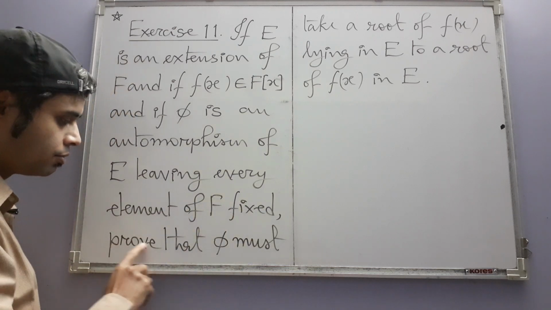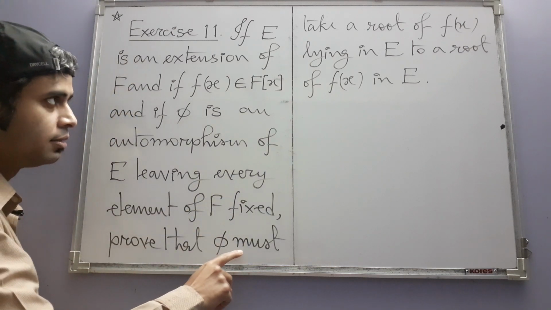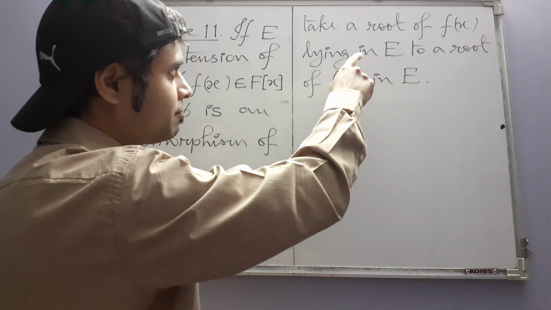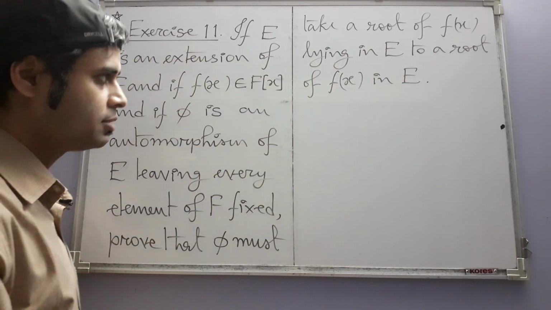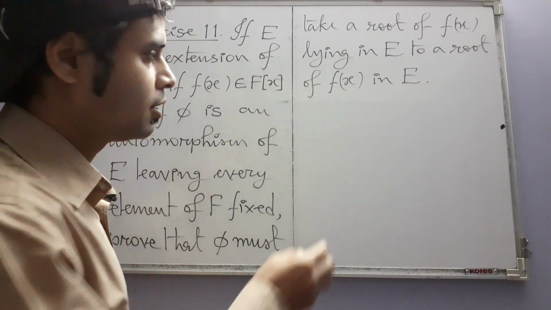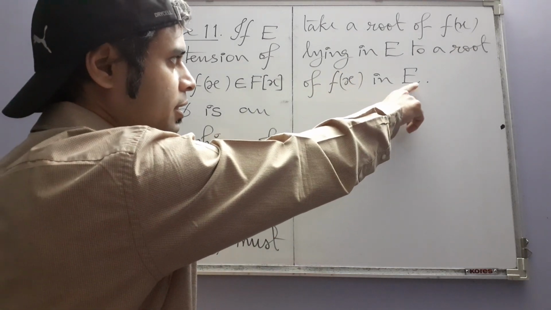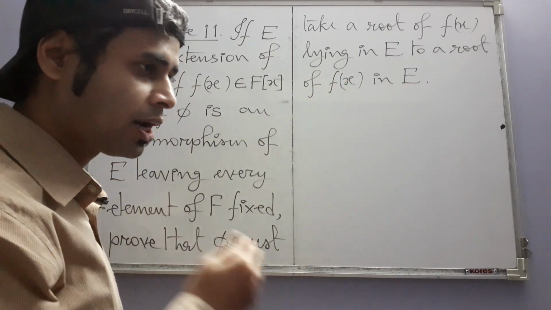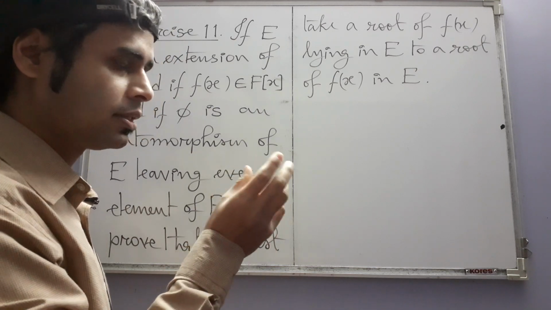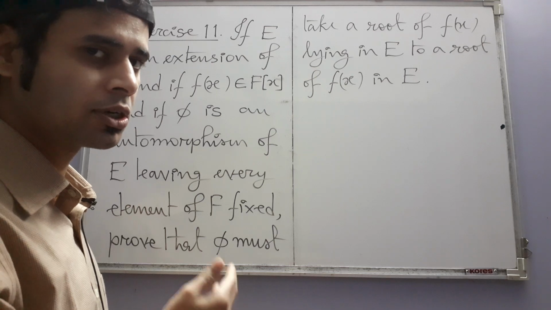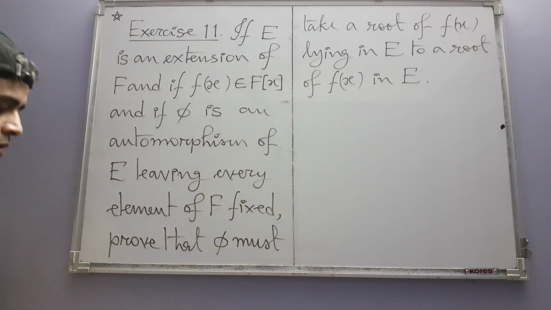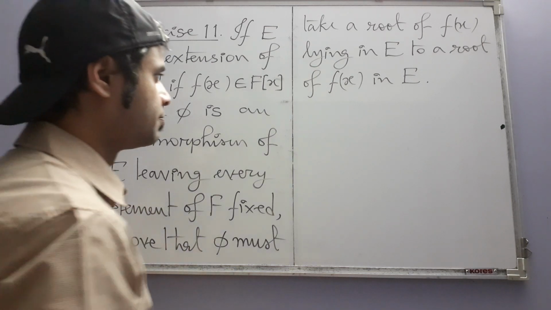Then we have to prove that this map phi must take a root of f(x) lying in E to a root of f(x) in E. That means if we find a root of this polynomial f(x) in the extension E and apply the map phi on that, then the result is again a root of f(x) in E, of course, because phi maps E into E. So let us now see the solution.